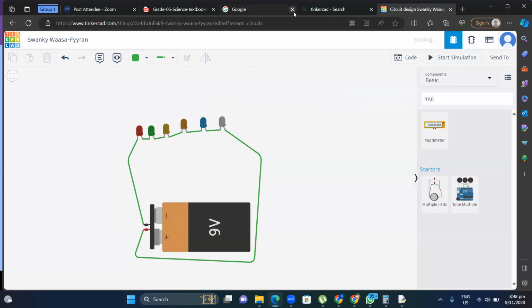No, you have to measure. 1.5 volt is not enough for LED. Why? Because LEDs use different currents.